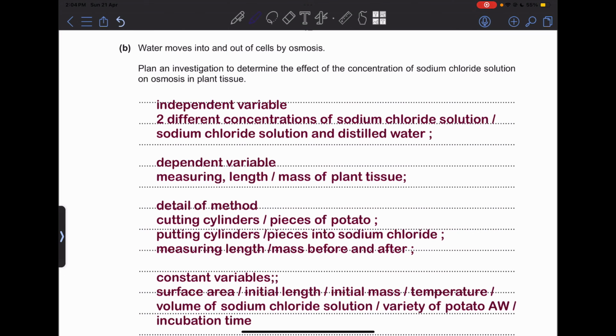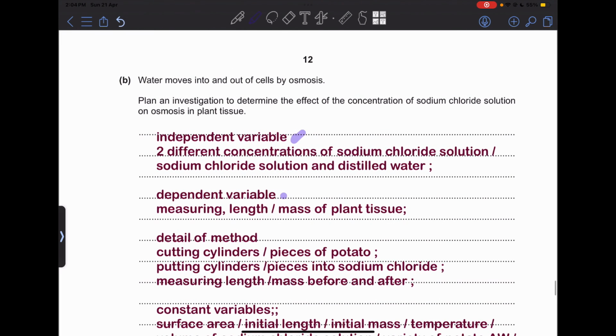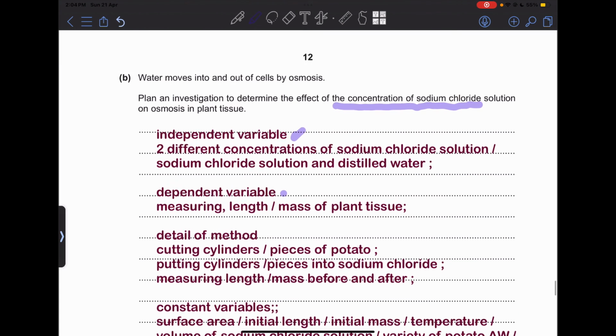B. Water moves into and out of the cells by osmosis. Plan an investigation to determine the effect of concentration of sodium chloride solution on osmosis in plant tissue. So first of all, you have to start off by stating your independent variable and your dependent variable. The independent variable is the different concentrations of sodium chloride solution. As I said, anything that comes after the words the effect of is the independent variable. So over here you're going to be saying that in your answer. And the dependent variable is the length or the mass of the plant tissue.